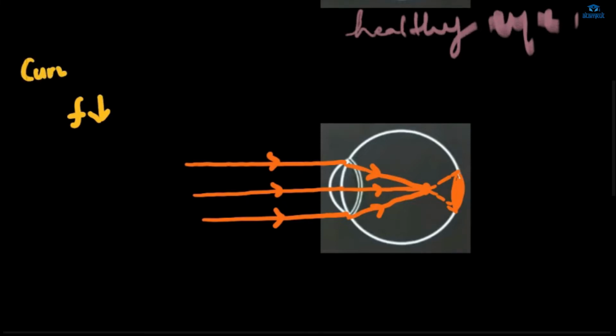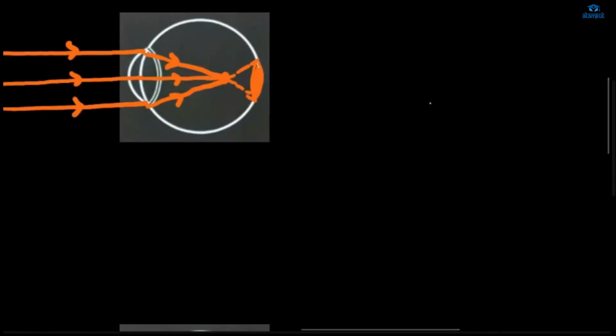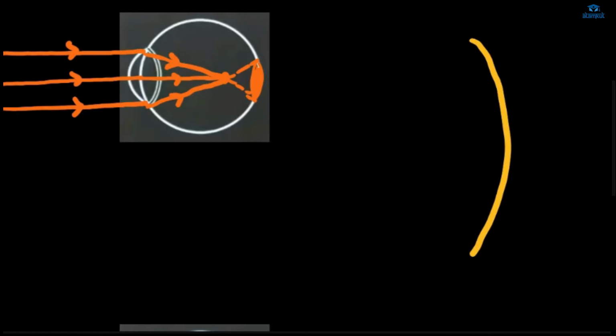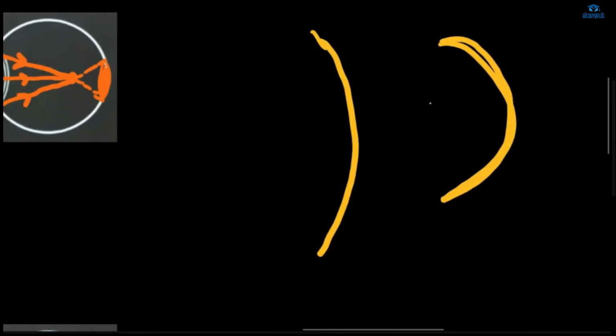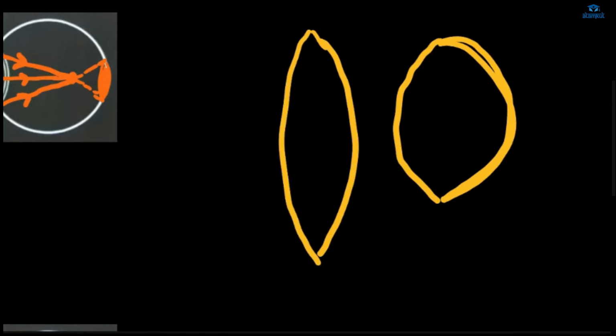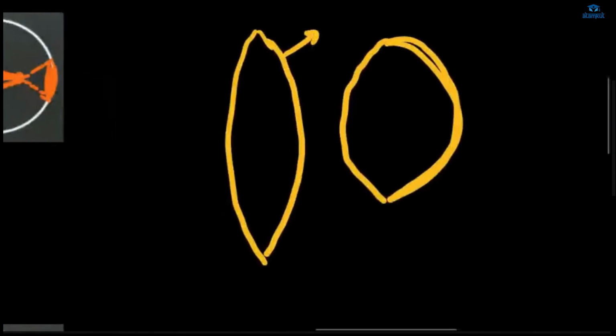Curvature has got increased. Curvature is what? This is your curvature. If the lens will be like this, then the curvature will be small. If the lens will be like this, then the curvature will be large. The curvature will be large because our eye lens has got thicker. It means the eye lens has got this shape rather than this shape. This will be having less curvature.